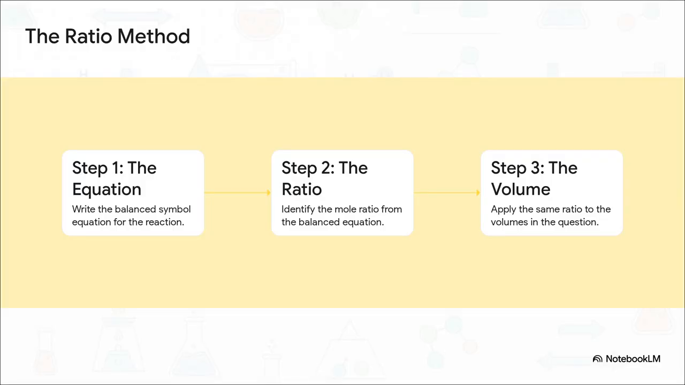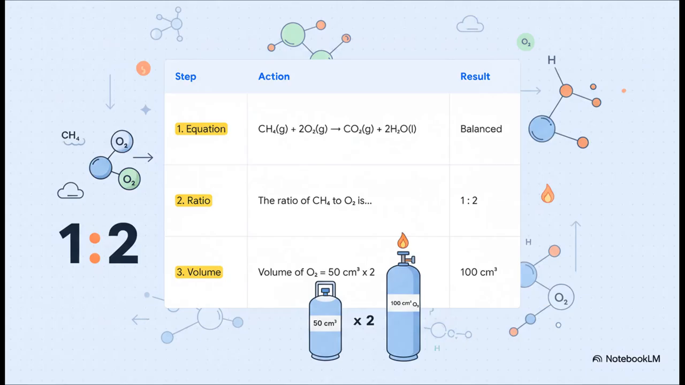First, and you absolutely cannot skip this part, you must have the correctly balanced equation. Then you just find the mole ratio from those big numbers in front of the formulas, and then you just apply that exact same ratio directly to the volumes. Let's walk through it together.